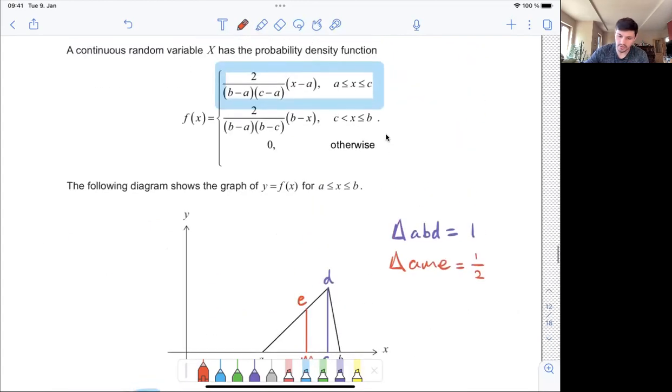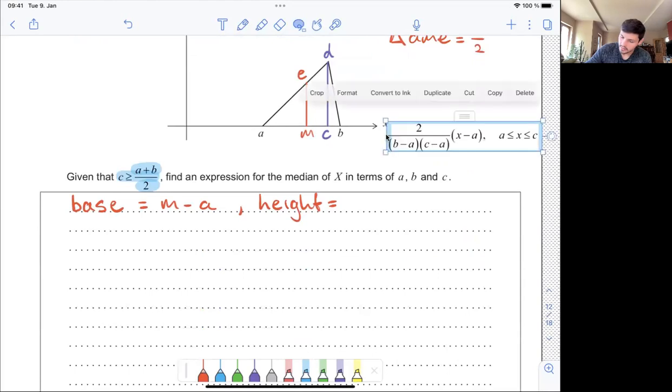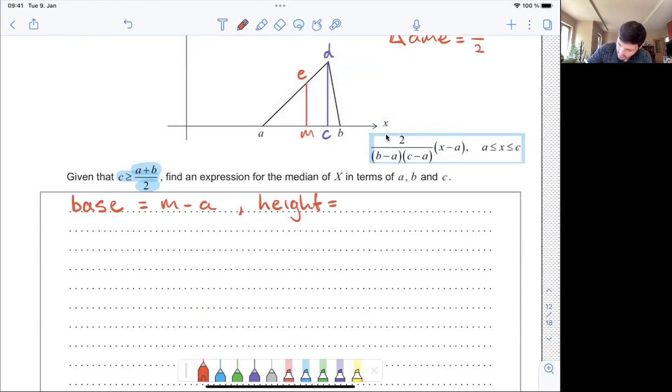will be equal to, and we substitute m into this. What I'm going to do is copy this down so I don't have to keep going up and down. So the height is going to be 2 over (b minus a)(c minus a), multiplied by (m minus a), because we're substituting in m for x. Now we have the base of our triangle and the height, and we know the formula for the area of a triangle is half base times height.